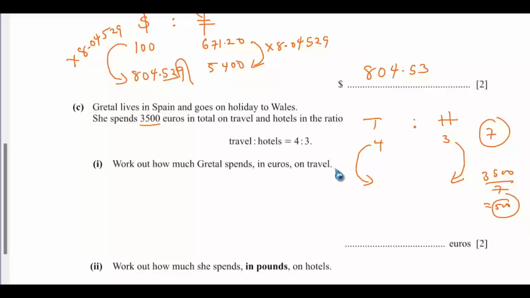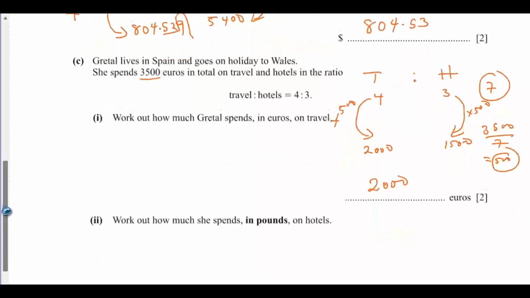So this will be times 3, and this will be times 500. 4 times 500 will give us 2,000, and this will give us 1,500. So she spends 2,000 euros on travel. So let's go to the next question.